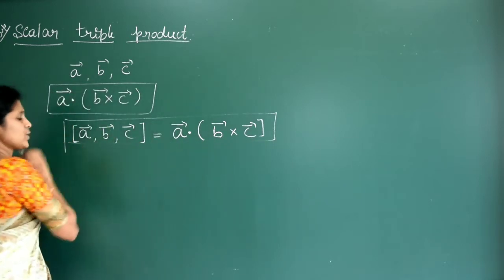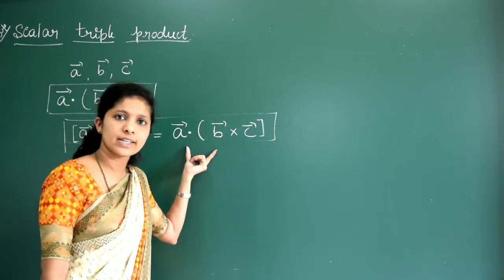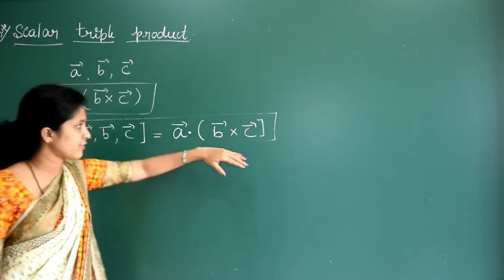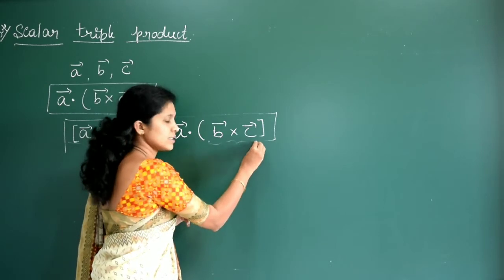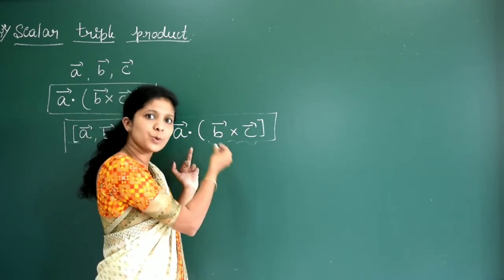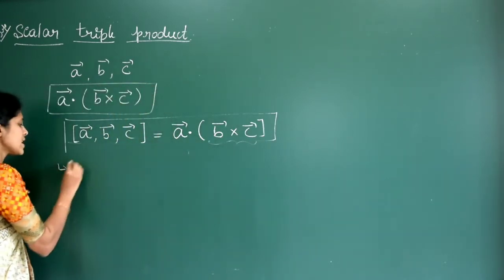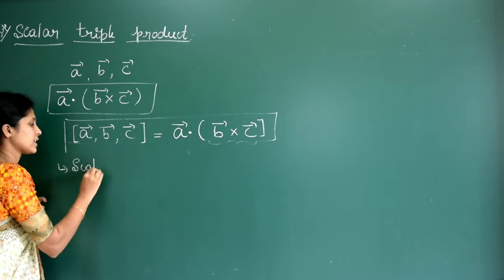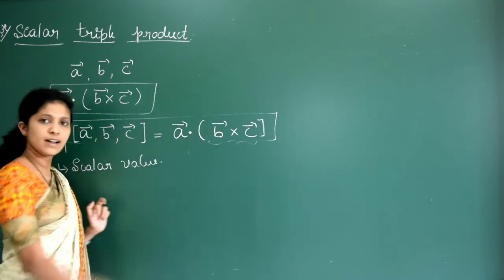Now, is it a scalar or a vector? What will we get after this multiplication? B vector cross C vector is one vector, and the dot product of that vector with another vector gives a scalar. So the scalar triple product will always give you a scalar value.